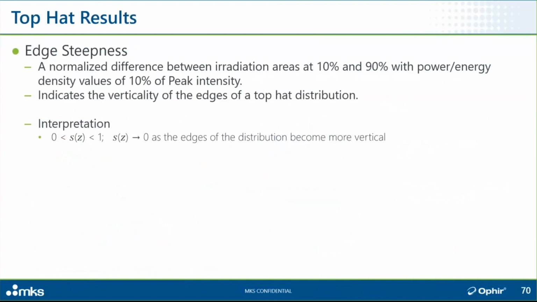The last of the top hat results is edge steepness. This is an alternative way of measuring the verticality of the edges of a top hat distribution. It uses a normalized difference between two different areas, one at 10% of the power density, and one at 90% of the power density. So if the area at 90% is quite equivalent to the area at 10%, that indicates that the edges are vertical. They're straight up and down. Those areas were not very different.